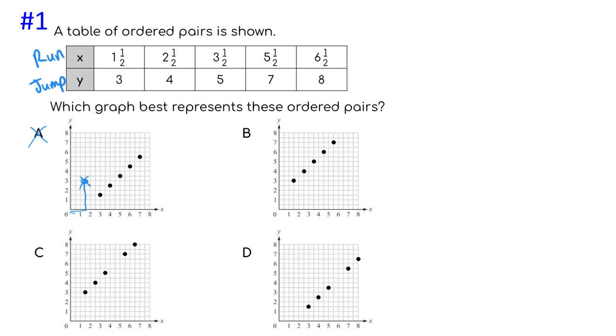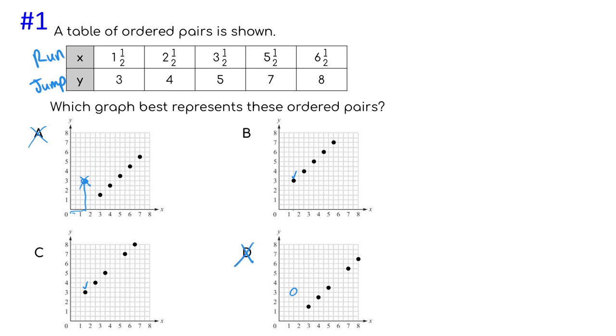B, run to 1.5, jump up to 3. They've got a dot there. C, run to 1.5, jump to 3. It's got it. And D, run to 1.5, jump to 3. There is not a point there, so D is out.